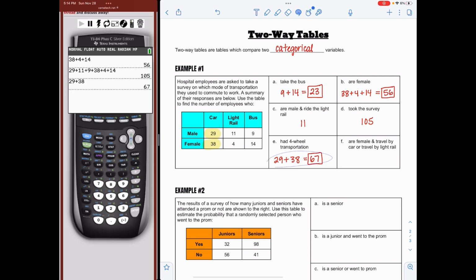All right. And then the next one, it says we need to find the number of people who are female and travel by car. So the females that travel by car is 38. Or you can travel by light rail, no matter if you're male or female, which is 11 and 4. So if I do 38 plus 11 plus 4, that is going to be equal to 53.